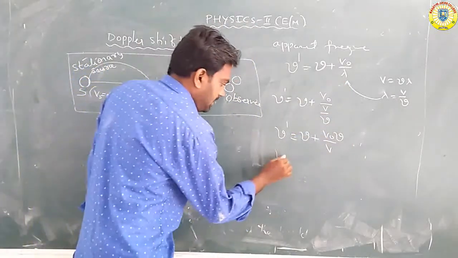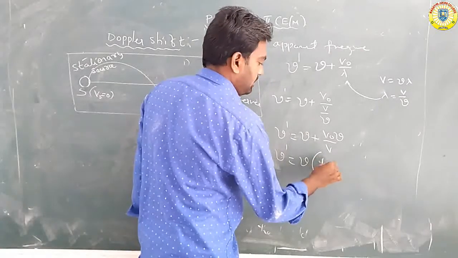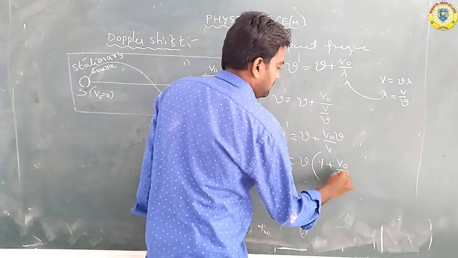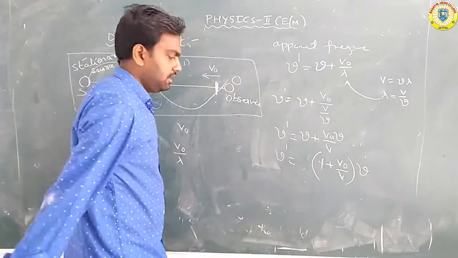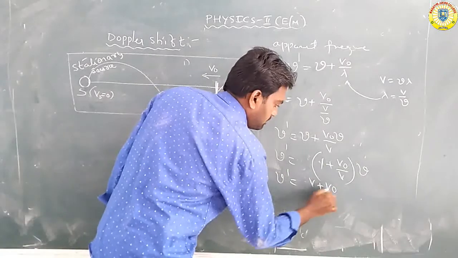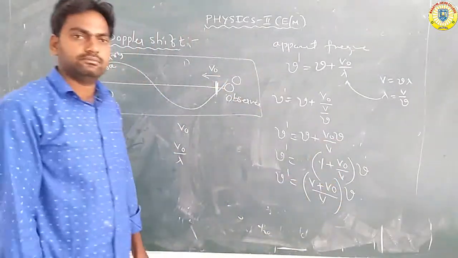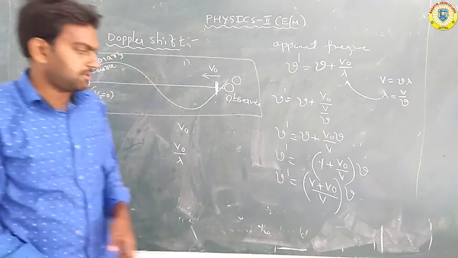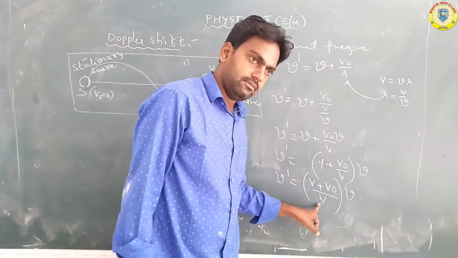So nu dash is equal to nu, and we have taken out 1 plus v naught by V into nu. So nu dash is equal to V plus v naught by V into nu. We have taken the LCM, so it is nu into V plus v naught by V.